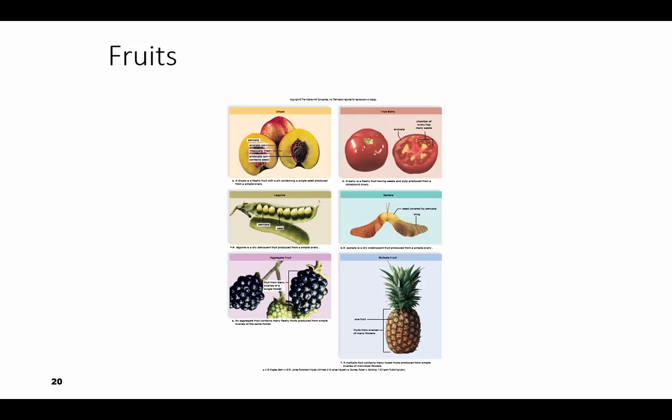So here you can see the different fruits. You've got this peach up here. We call that a drupe. You've got the tomato, which is a berry. The legume, of course. And then this is an example of aggregate, the blackberry, and the pineapple is the multiple that you see. And I don't know what that thing is right there. I'm thinking it must be some sort of nut or indehiscent fruit.